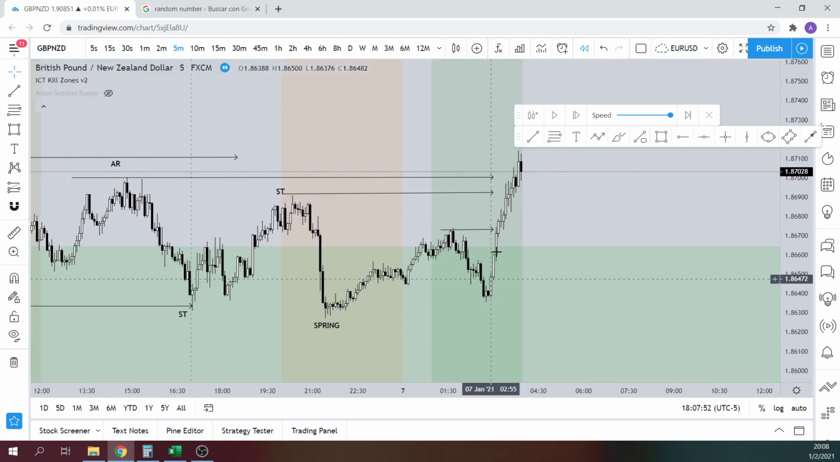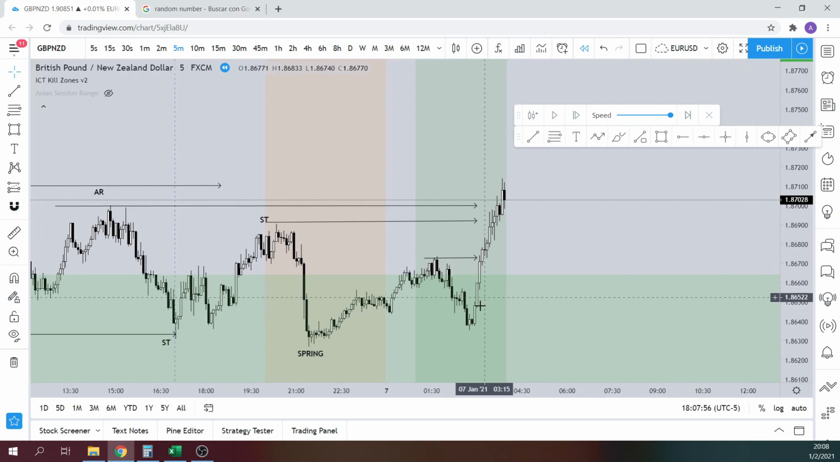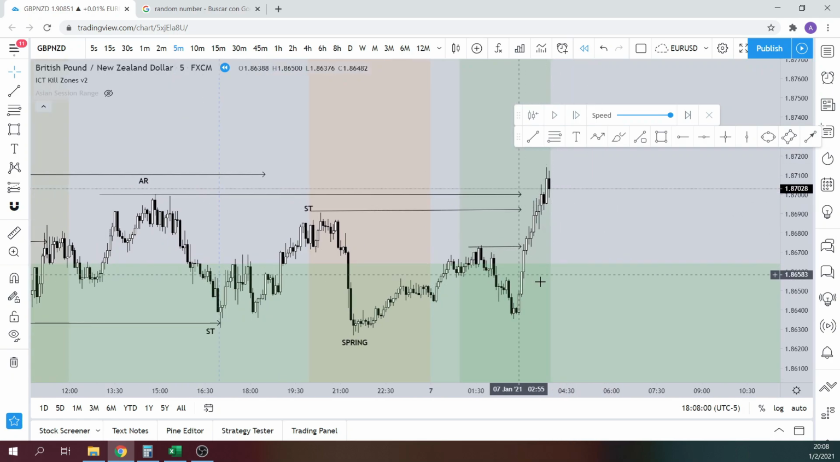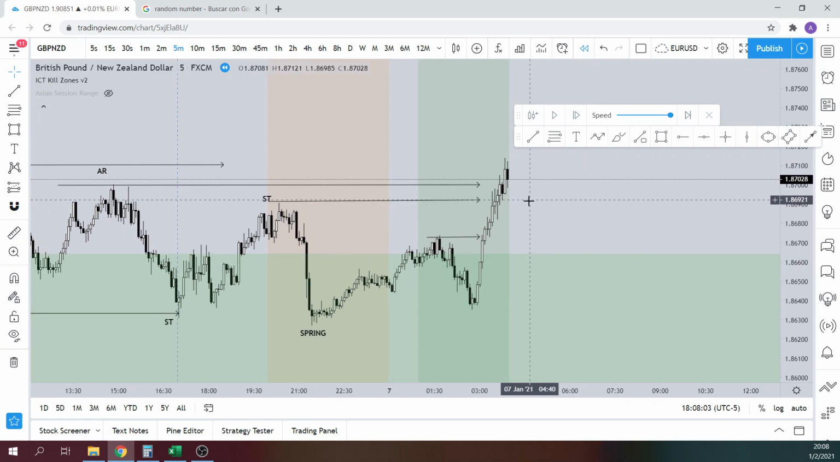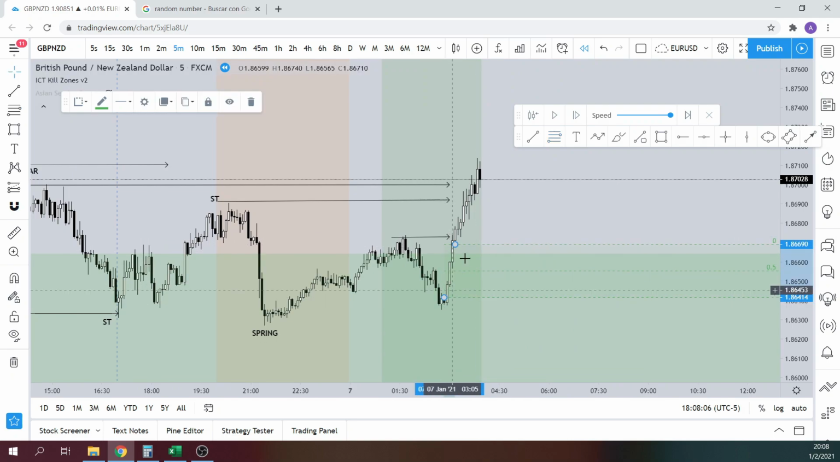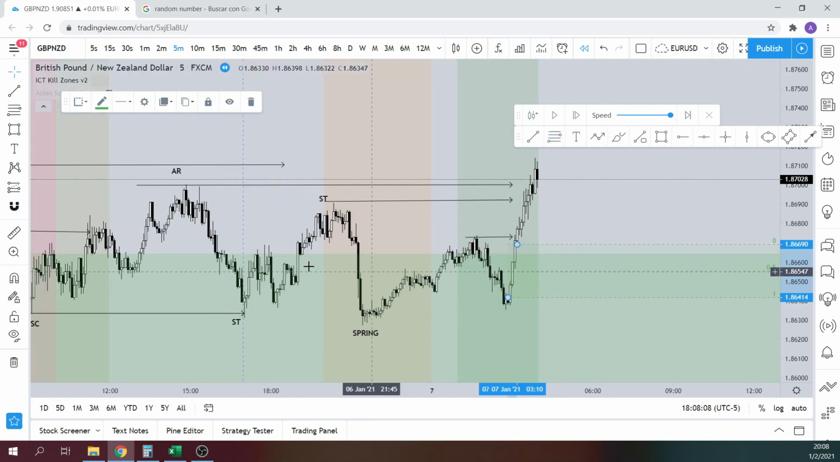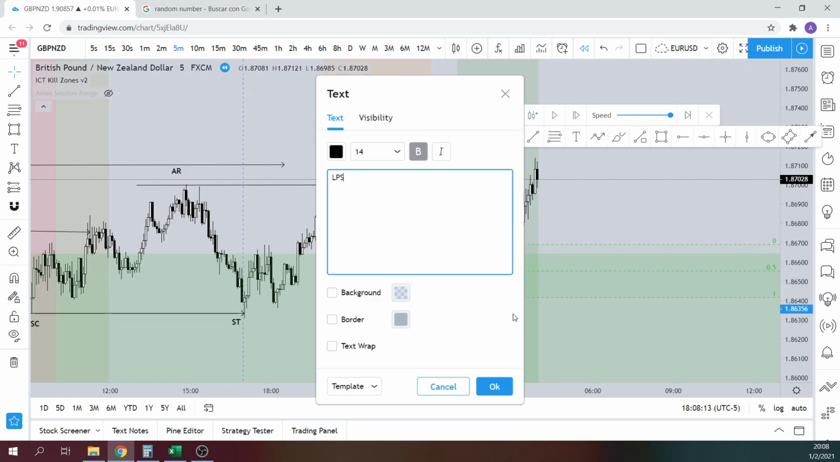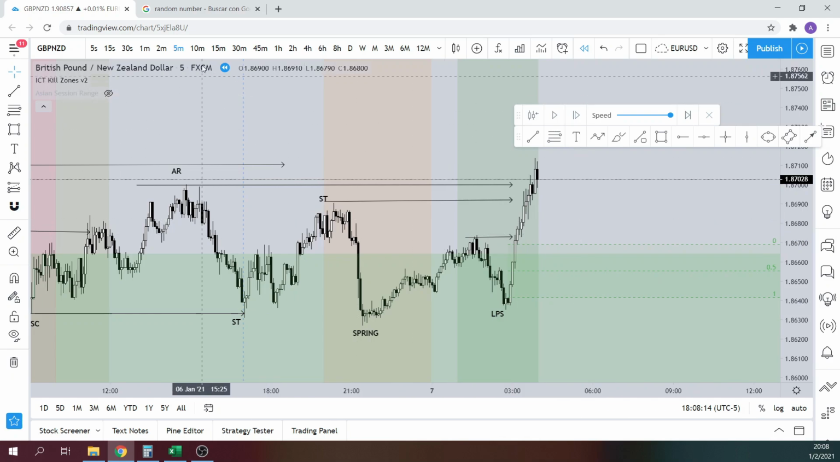You can see we have all this void that was left behind, and we have one impulsive leg up. So I would love to see if price comes back near these levels and take a trade off of these levels right here. We have this void, this entire move down, which would be potentially the last point of support.